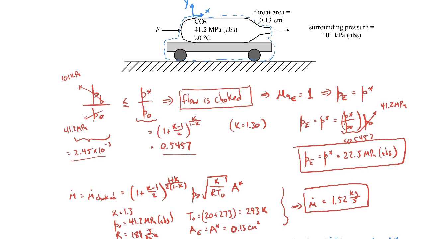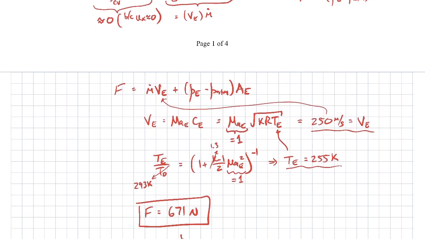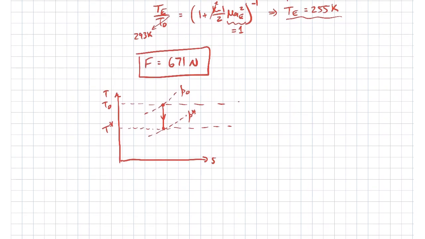So what ends up happening in that case is the following. And what you'd find actually is that the surrounding temperature is actually higher than the exit temperature. So what that would look like is we would have a back pressure that's quite a bit lower.